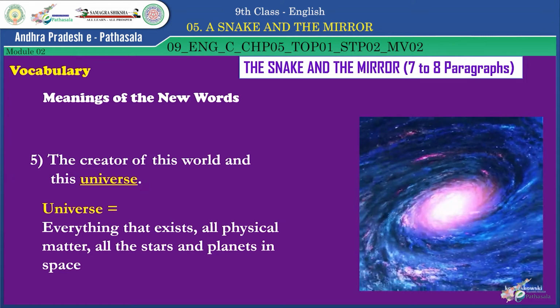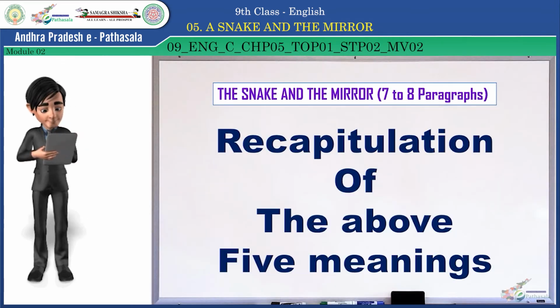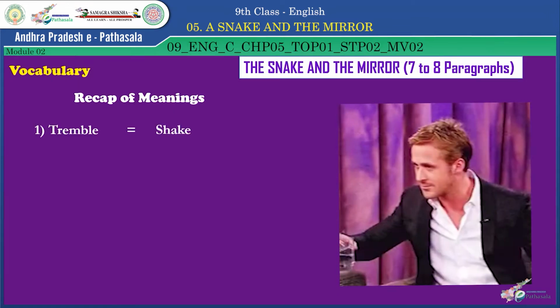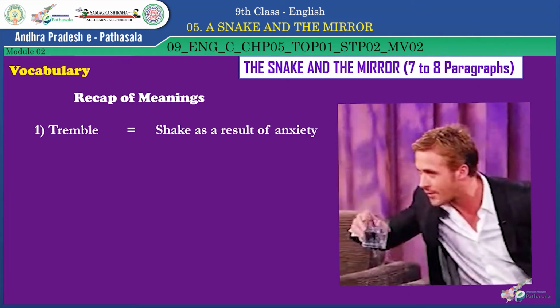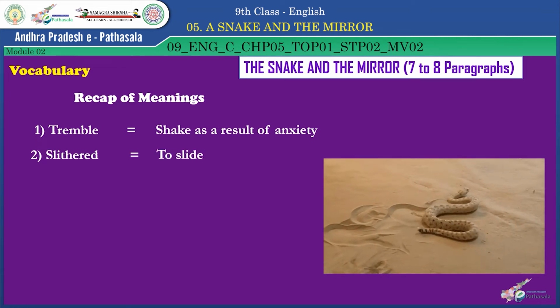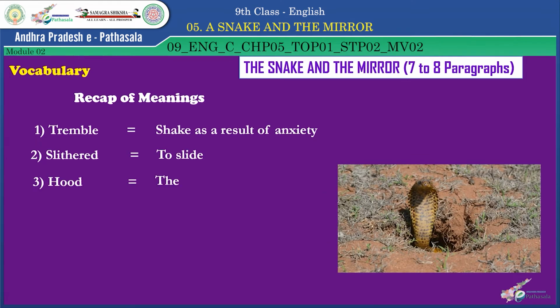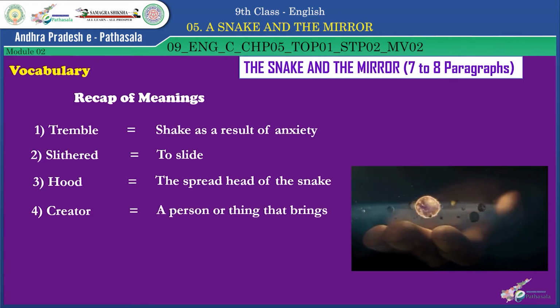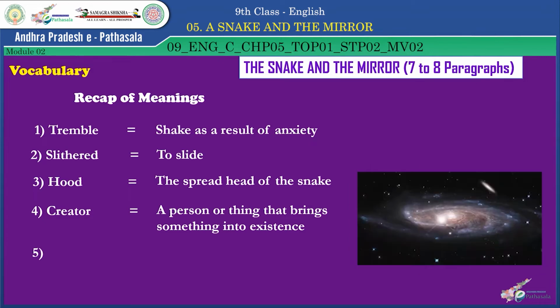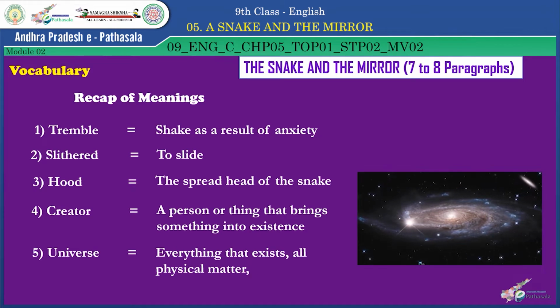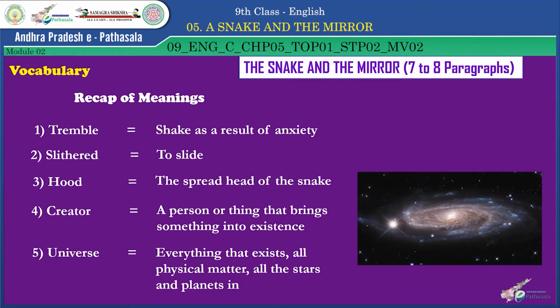And now, children, let's have the recapitulation of all the 5 meanings above. The first one is tremble, meaning shake as a result of anxiety. The second one, slithered, meaning to slide. The third one, hood, meaning the spread head of the snake. Fourth one, creator, meaning a person or thing that brings something into existence. Fifth one, universe, means everything that exists, all physical matter, all the stars and planets in space.